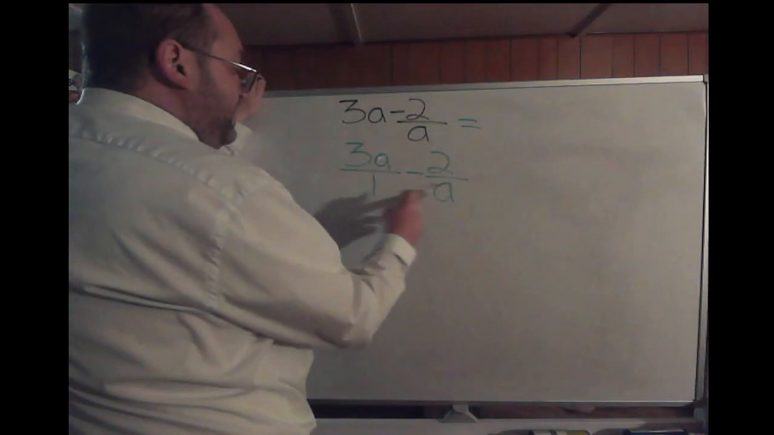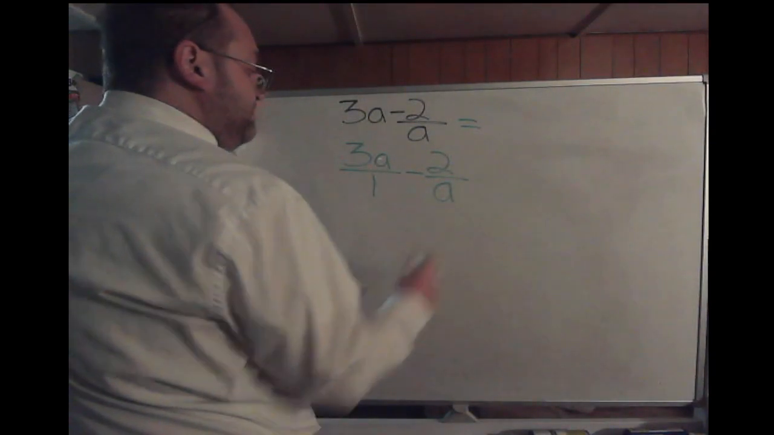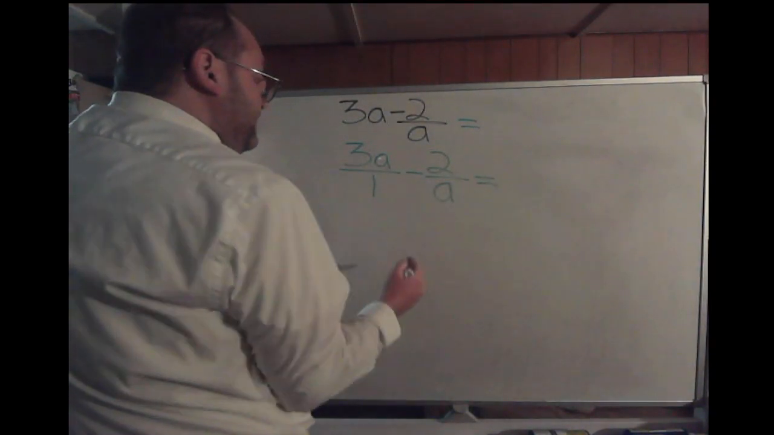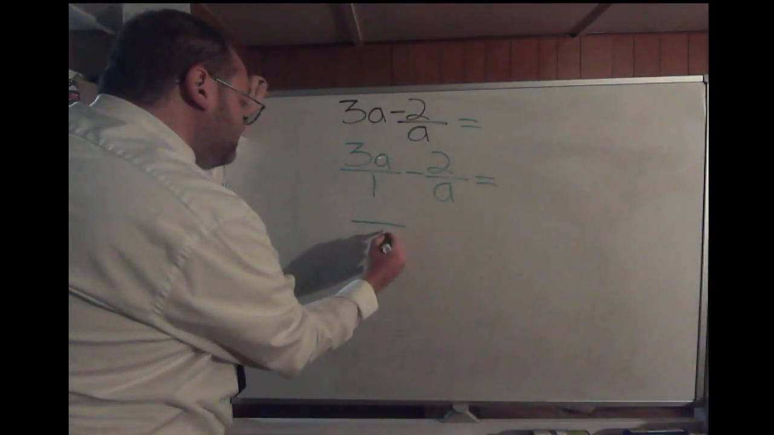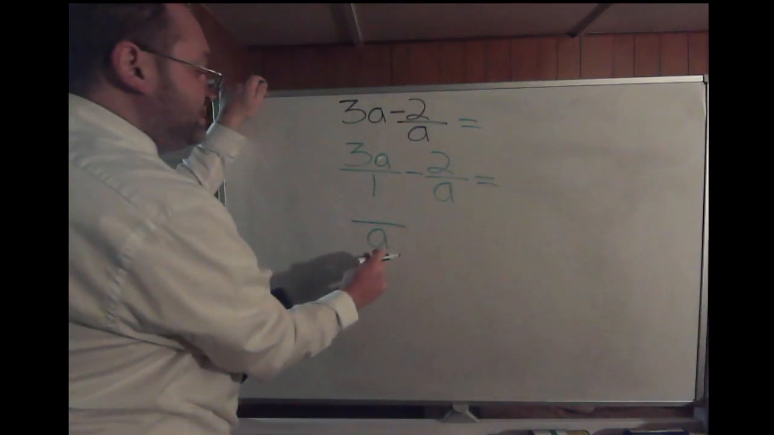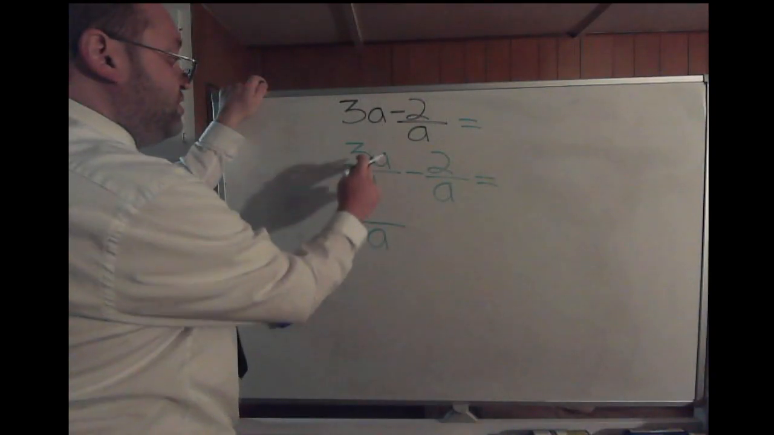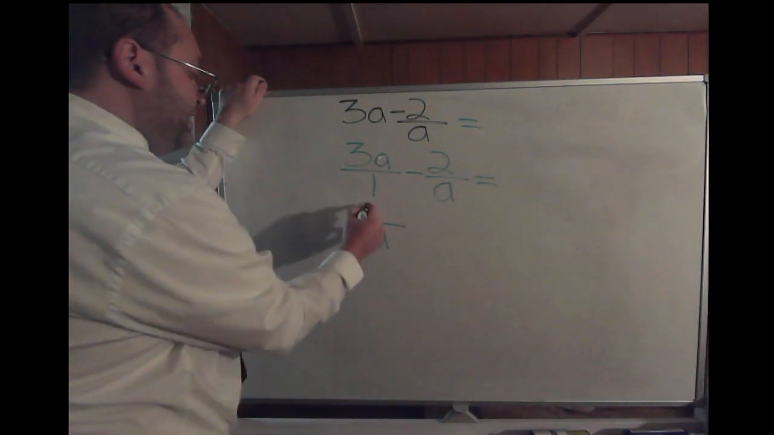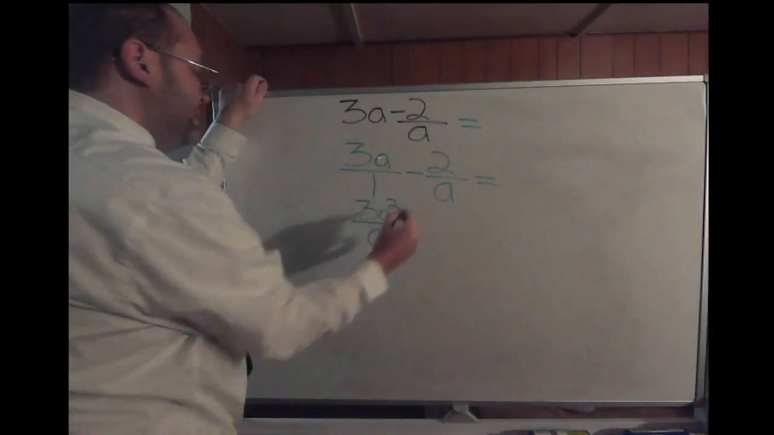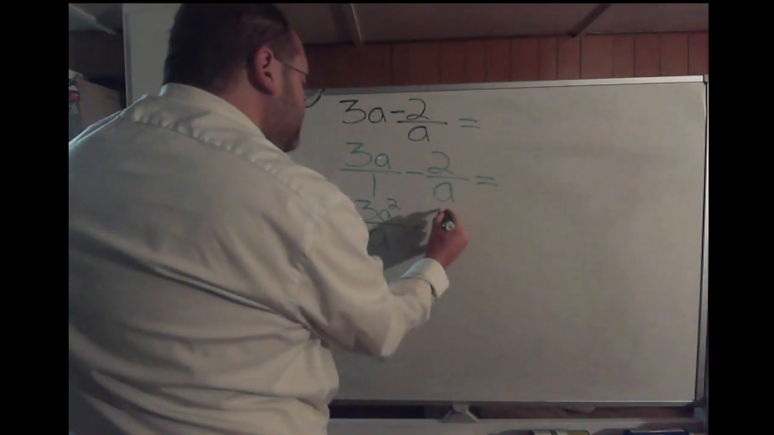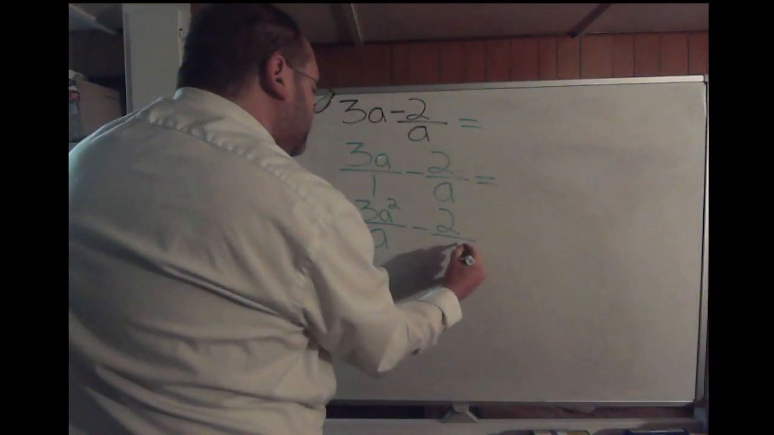Well, between 1 and a, we need a least common denominator. That's definitely going to be a. In order to convert that 1 into an a, we have to multiply by a. You would have a in your denominator, which means you got to multiply that numerator of 3a by a. That would give you 3a squared. Then you just have minus 2 all over a.